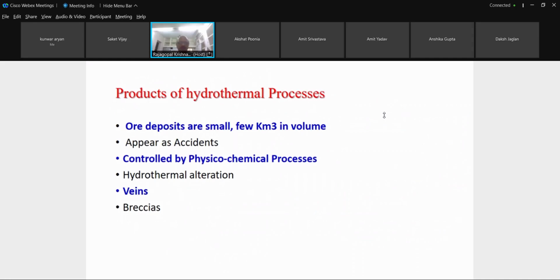What are the products of this hydrothermal process? So you have ore deposits or mineral deposits. They are comparatively small compared to the crustal volume. They are a few cubic kilometers in volume, but very concentrated, very valuable, metallic. A number of times they appear as accidents.